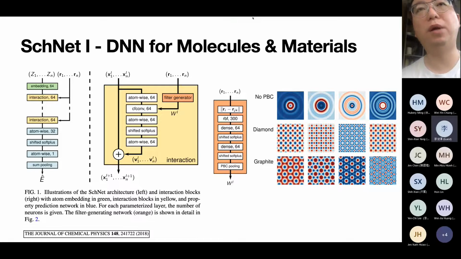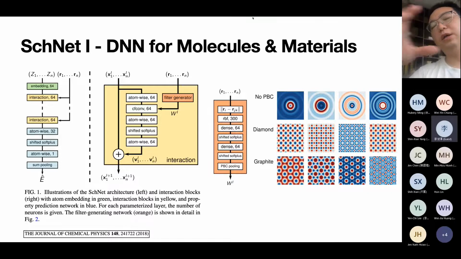So what does the yellow block do? The yellow block basically takes the information x, so R1 to Rn, and then it does a convolution on all these atoms using the filter generator, this orange neural network. This orange neural network basically does a real space convolution of the atoms, which is what generates the pretty pictures that you see on the right hand side. It's W that will capture all the spatial information.